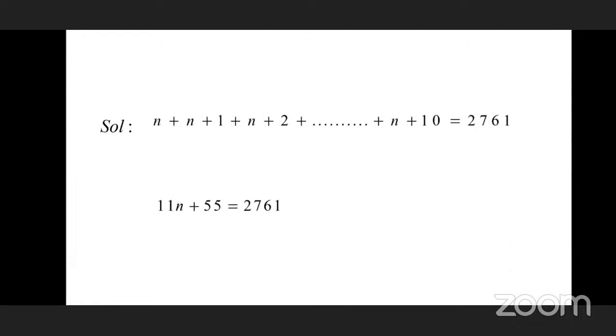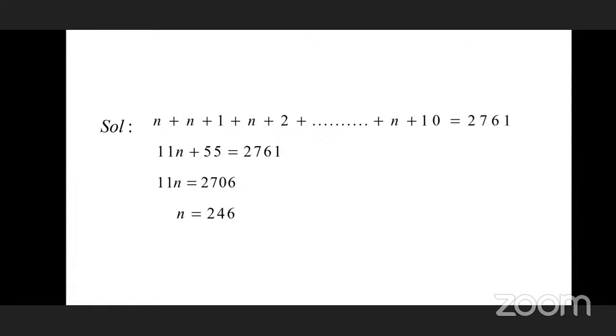The way of procedure: the sum of 11 numbers means up to n plus 10. We get 11n plus 55 is equal to 2761, so 11n is equal to 2706 and n is equal to 246. But what you want, the middle term, is n plus 5. Put n is equal to 246: 246 plus 5 is equal to 251, exactly the middle value of the given problem.